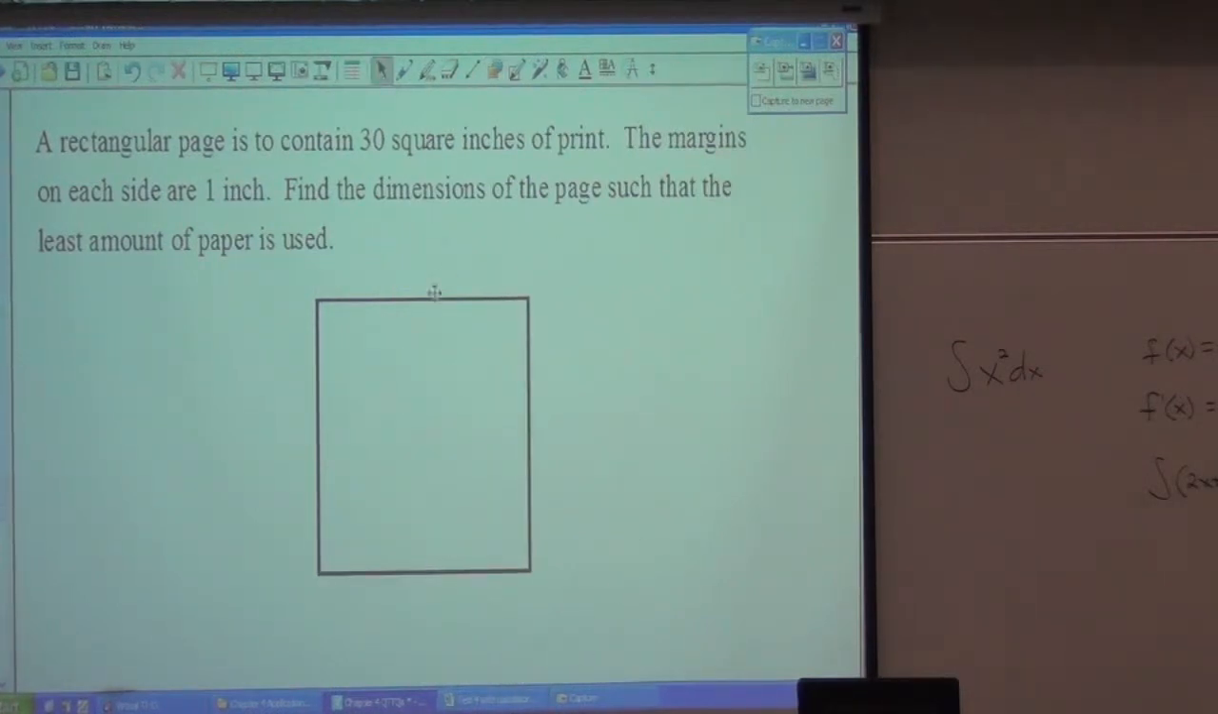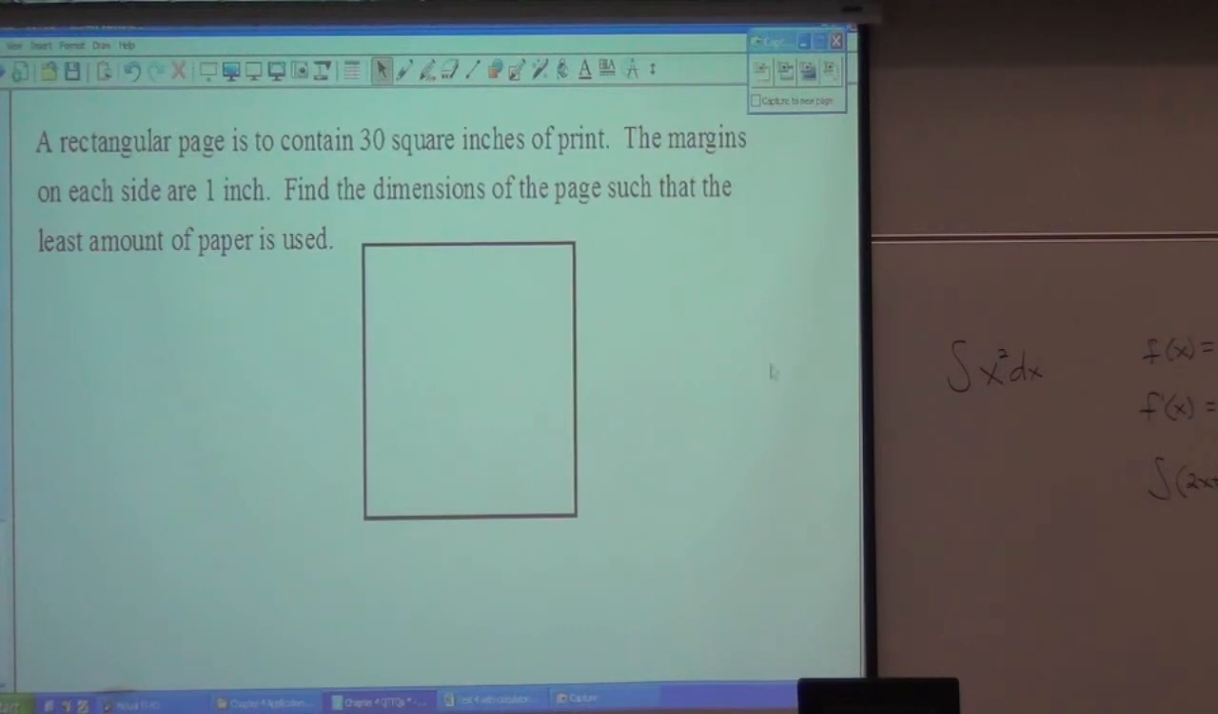All right, so it's a pretty good rectangle. There's a rectangular piece of paper. It has to contain 30 square inches of print, and there's going to be margins. So inside here, this is going to be 30 square inches. The area here is 30 square inches.